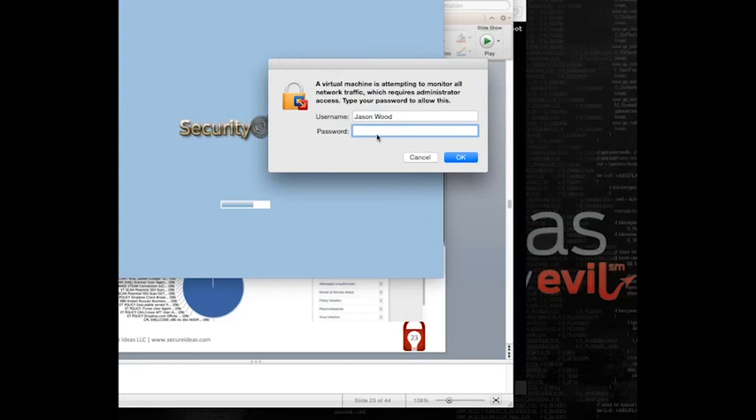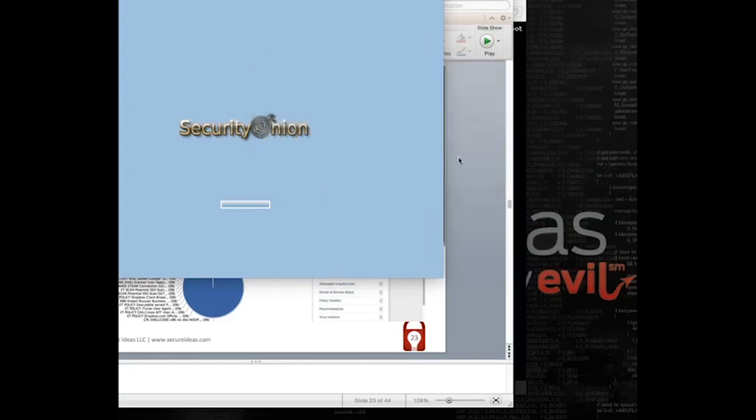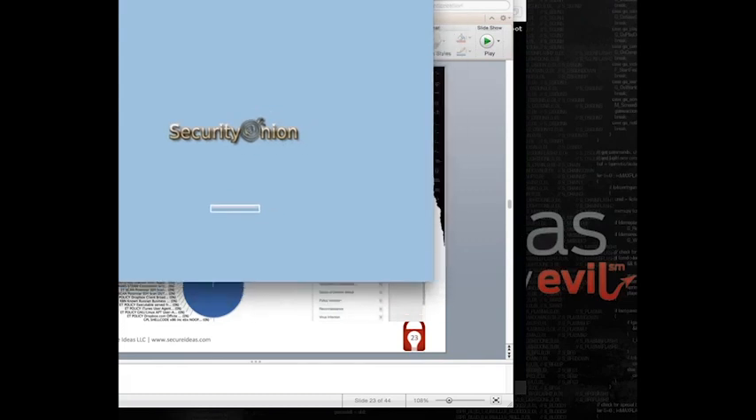I get prompted by Fusion now because, after all, I told it to run in promiscuous mode. Give it just a minute here, almost done.